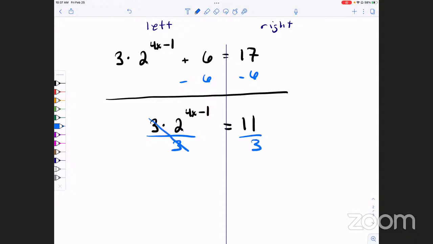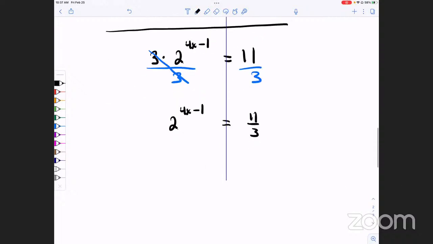A number divided by itself is 1, and 1 times anything is itself. So on the left, we are left with just that 2 to the 4x minus 1. On the right, we can leave it as 11 over 3.